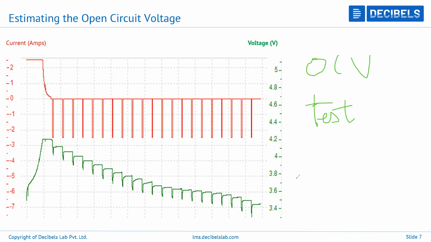OCV test. This is a test profile that we have to load into the machine, where we are purposefully discharging the cell at regular intervals, and then checking the measured open circuit voltage after the discharge. Here is the current profile shown in red. You can see that at regular intervals there is a pulse being drawn. This is the current pulse.